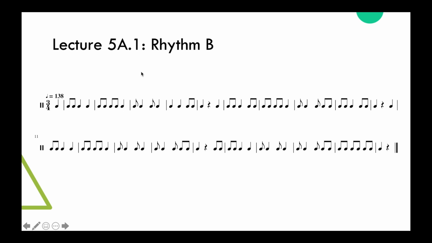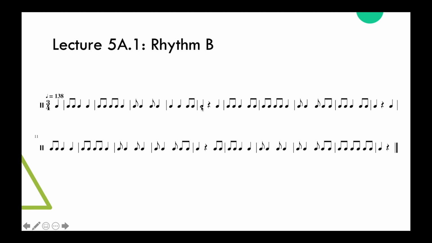Rhythm B. I start again with a quarter note pickup, and then my first measure I have 2/8 notes plus a quarter note and then another quarter note. Here my first two beats I have 2/8 notes plus 2/8 notes, and then my third beat is a quarter note. Here my first two beats is a syncopation pattern, and then I have my third beat as a quarter note. Here my first two beats are 2 quarter notes, and my third beat is 2/8 notes.